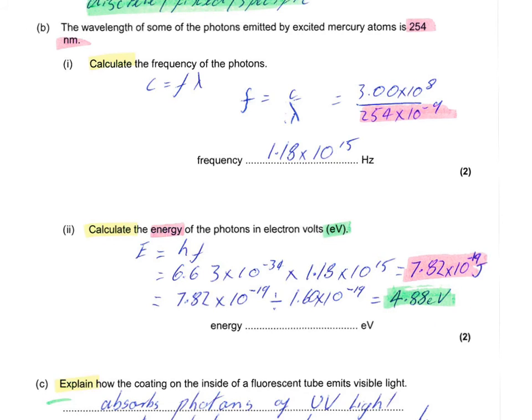So there's the answer. It would be an entirely reasonable question, perhaps more typical, I suspect, of the new spec, to have asked you to do all that in one stage, given the wavelength in nanometers, asked to calculate the energy in electron volts.